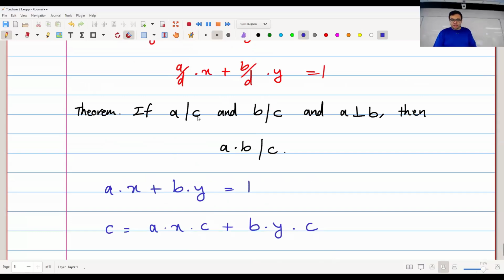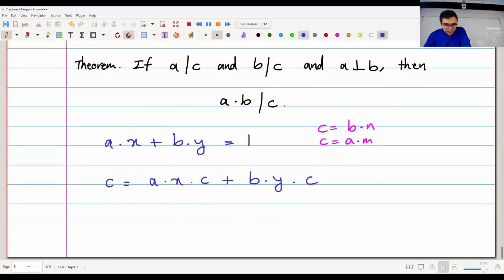Okay, how can I do that? Using what I already know here. So I know that A divides C. So let's say that means that C is A times some M. And B divides C. So let's say C is B times something else, N. Okay, so now I can rewrite what I had here. I can say C is A times X. And instead of this C, I'm just going to put B times N. Right? Plus B times Y. And then instead of this C, I'm going to put A times M.